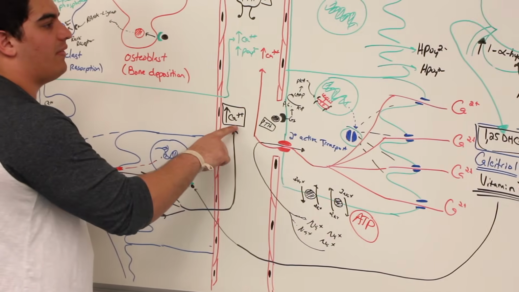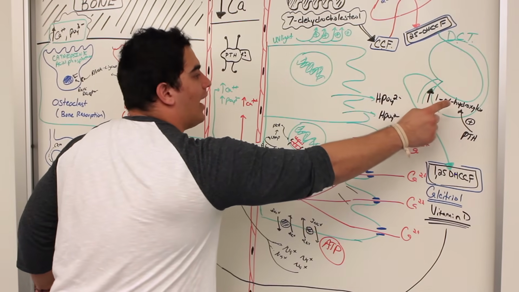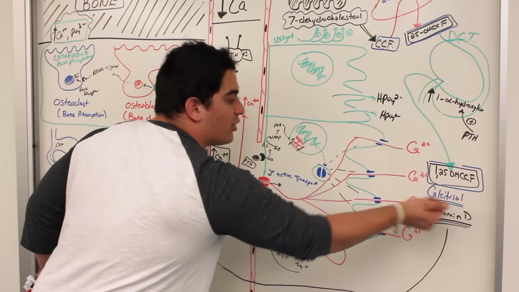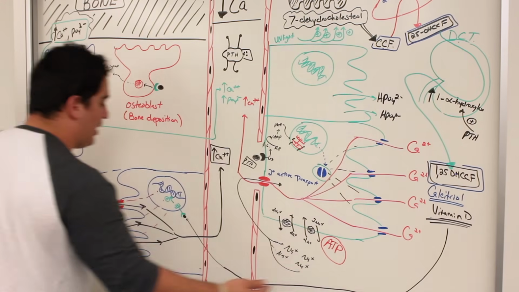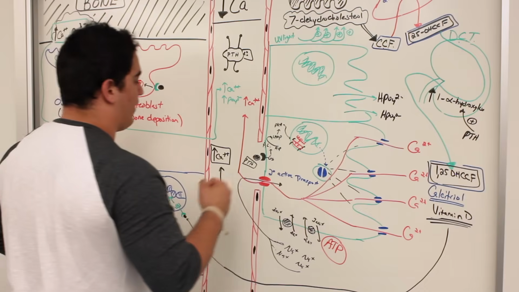How did PTH affect that? It increased the expression of the 1-alpha hydroxylase enzyme. So if PTH didn't do that, we would never have gotten the active form of vitamin D, and we would have never been able to absorb the calcium. So that's why PTH is important in the activation of vitamin D.